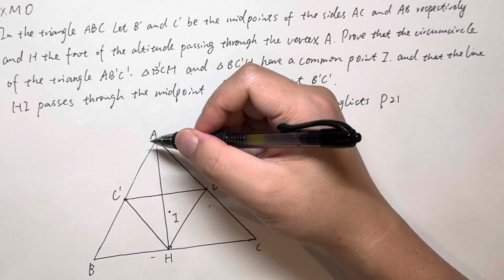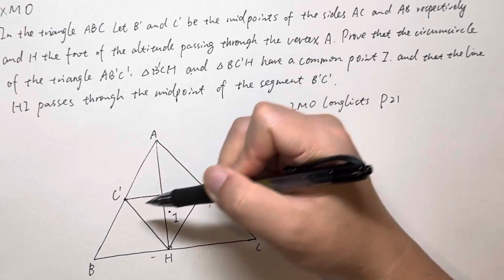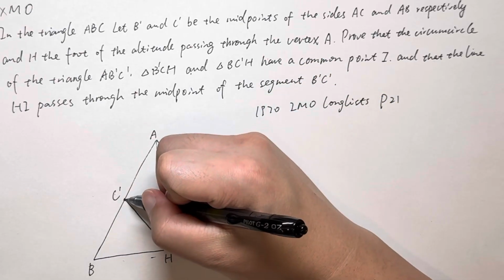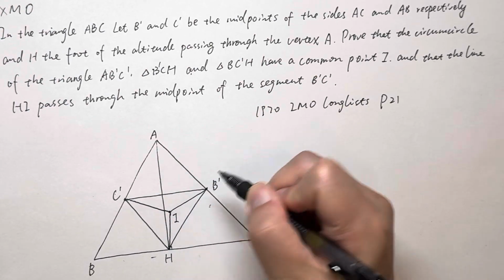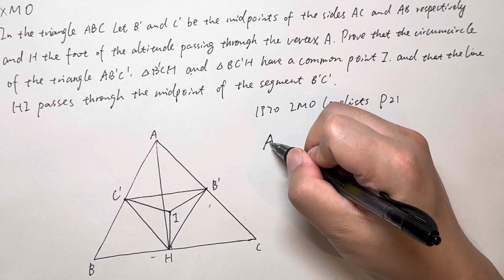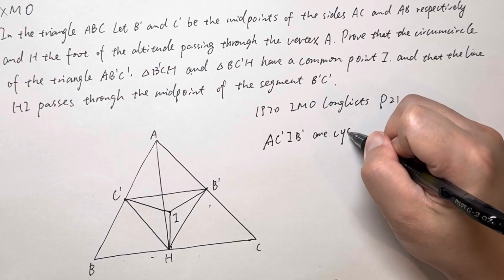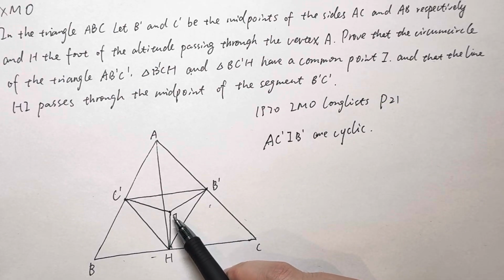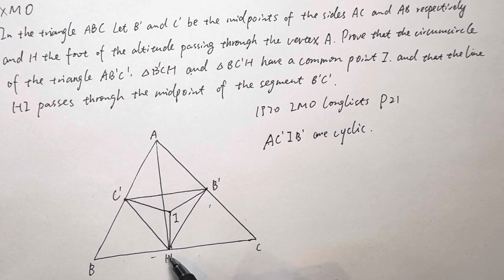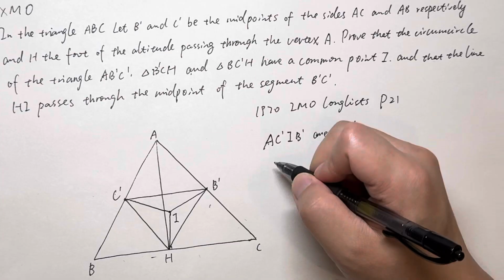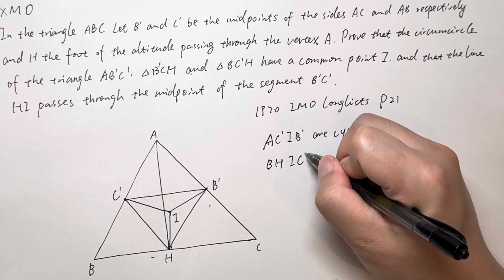Let's just consider that we have the intersection point of the circumcircle of triangle AC'B' and BC'H, right? So that means we know that A, C', I, B' are cyclic. We find this point I from the circumcircle of triangle AC'B' and the triangle BC'H. And we also know that B, H, I, C' are cyclic.